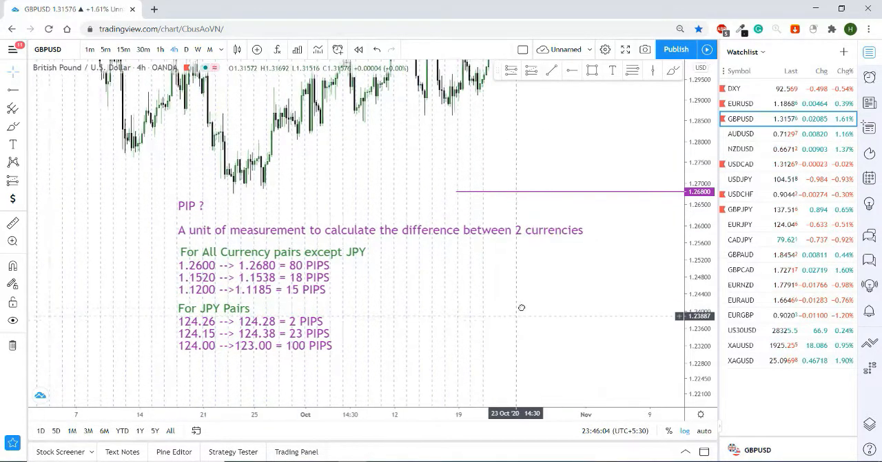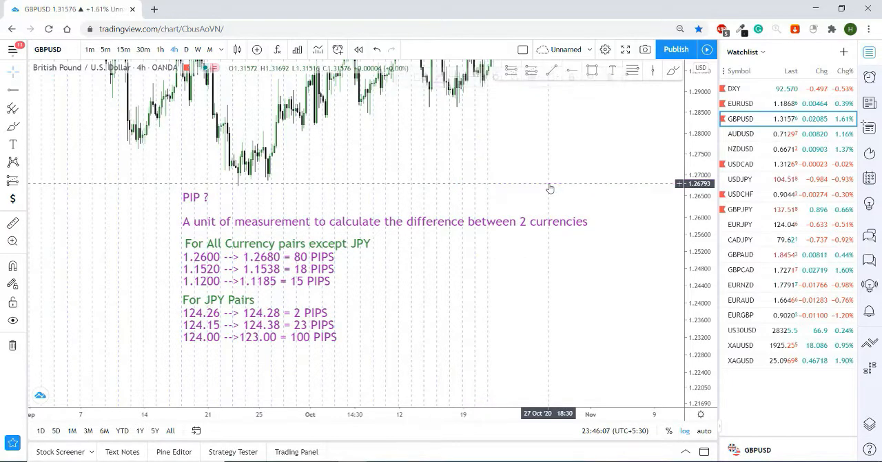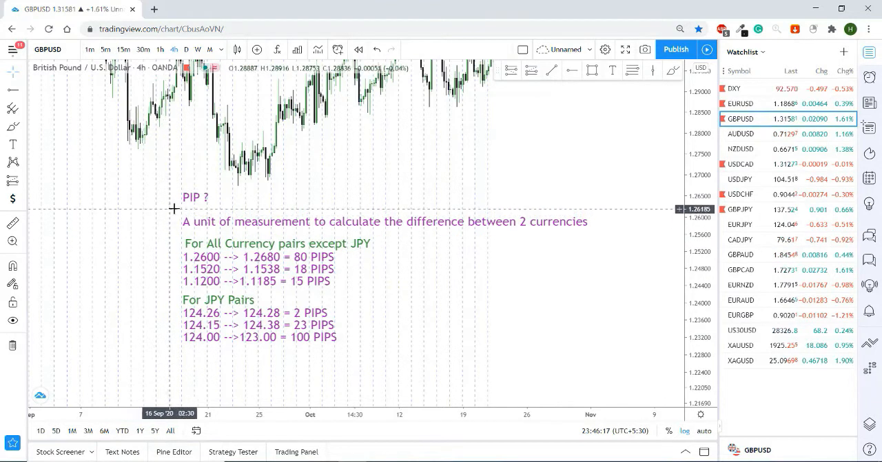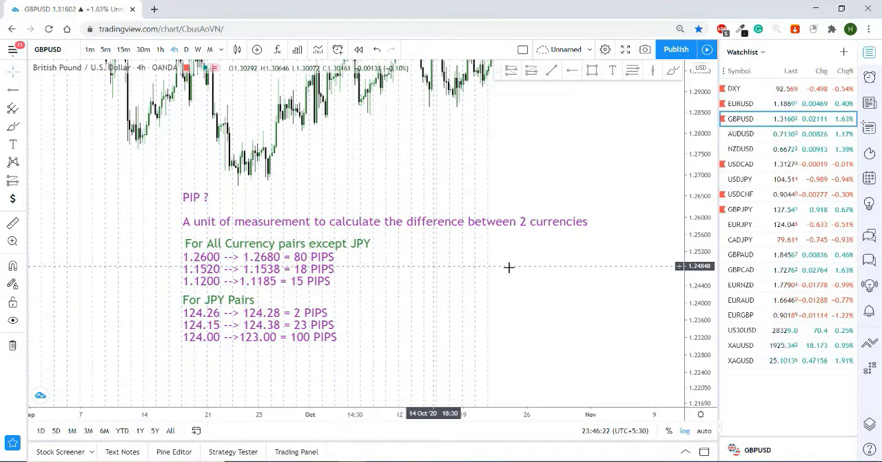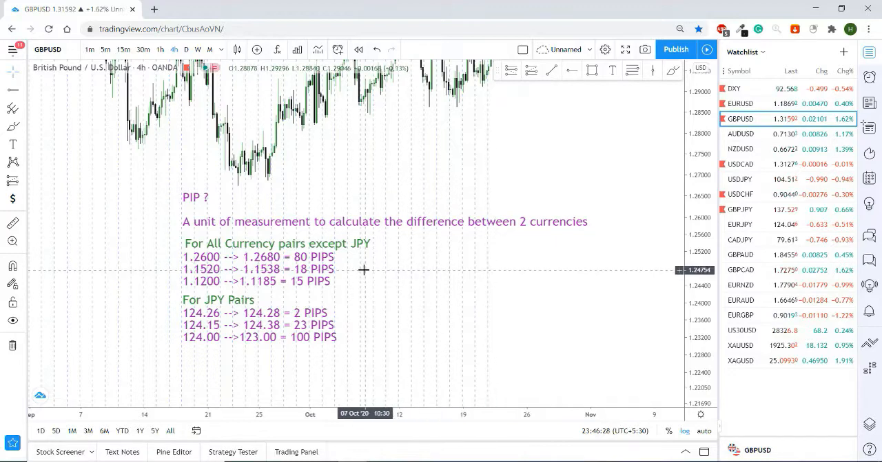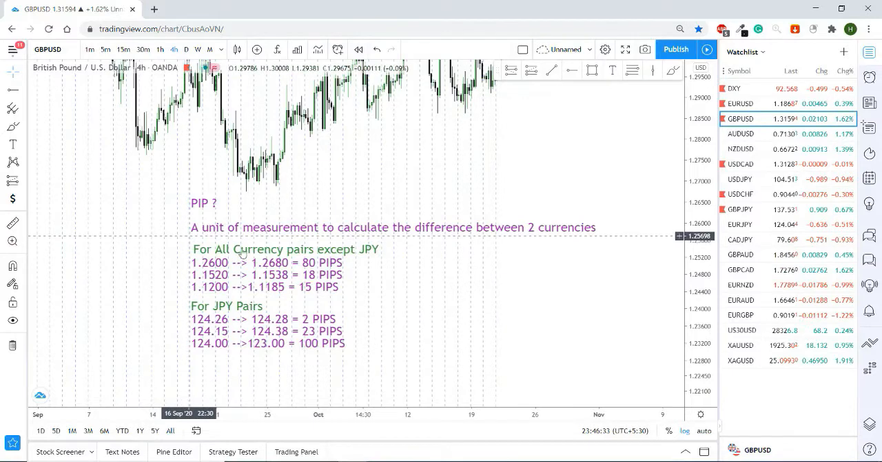I will be teaching you about pips for currency pairs. Other markets like indices, gold, silver, platinum and all the cryptocurrencies also move by pips, but the calculation will be a bit different. So I will teach you about currencies first, focusing on all currencies except JPY pairs.